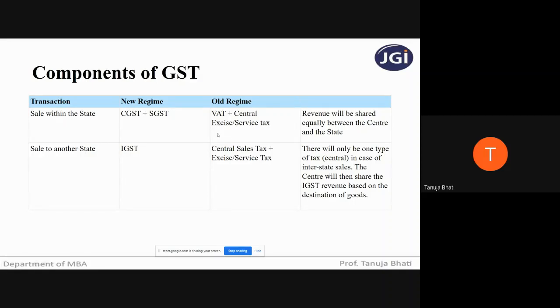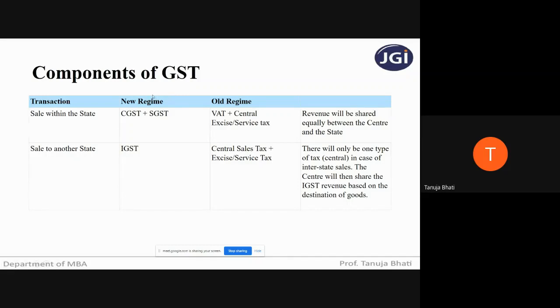So just remember, CGST and SGST is for the sale of goods within the state. 50-50, that is, 50% of the tax goes to the central government, 50% goes to the state government. And for sale to another state, IGST is charged, where the entire money of IGST goes to the central government, and later the center will decide how much it should distribute to the state.